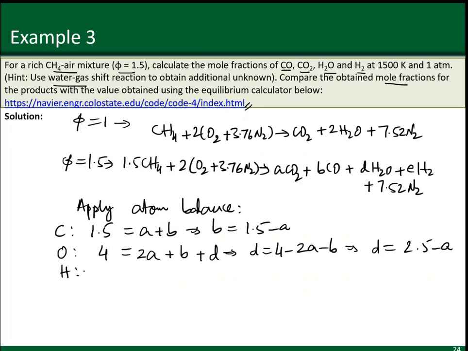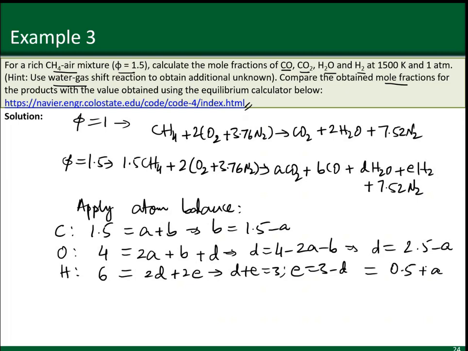And now we can do the same thing, atom balance for hydrogen. We have 6 hydrogen atoms on the reactant side, and this will be equal to the only two places you find hydrogen atoms on the product side: in the water vapor, H2O, so it's 2D, plus in the hydrogen molecule itself, 2E. So this basically means that D plus E is 3, or E is 3 minus D. Again, we don't want to leave it in terms of D, we want to write it in terms of A. So I can write D is equal to 2.5 minus A, which gives me E as 0.5 plus A.